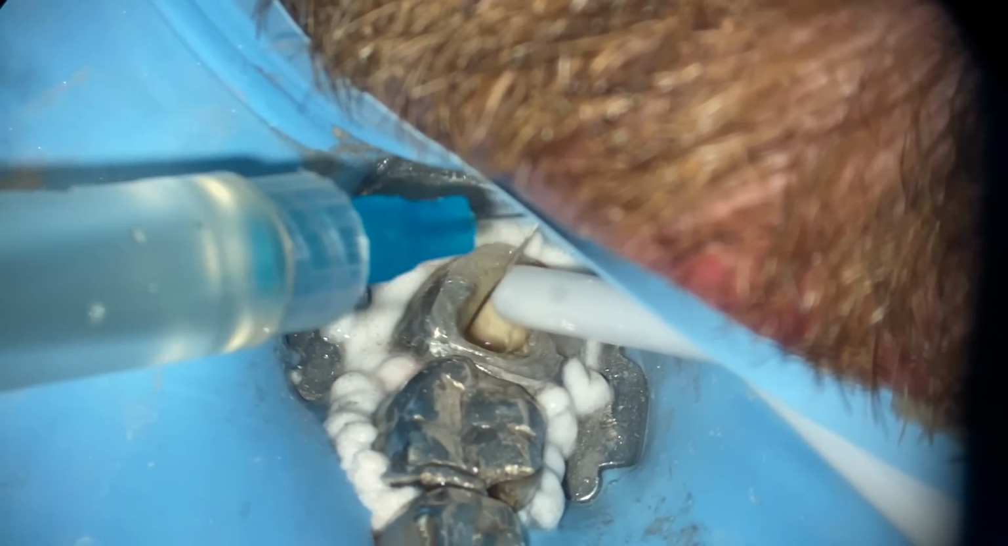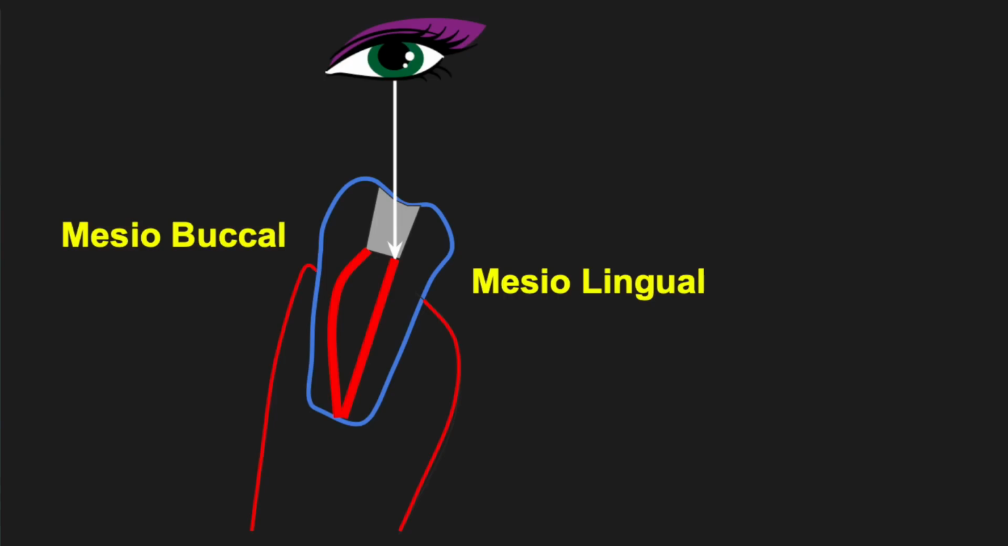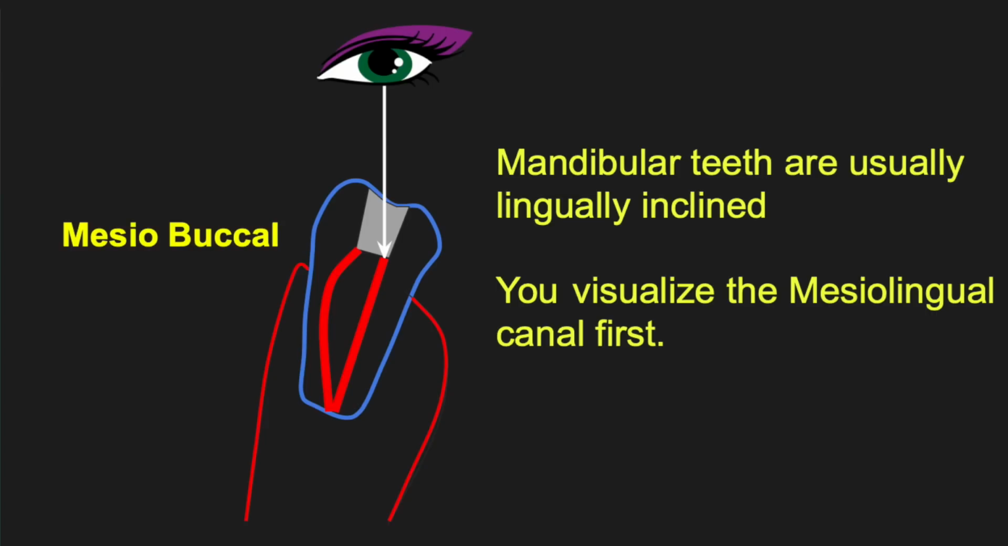So what I've practiced, I've learned, and I've seen is that time and time again, the mesiolingual canal is the first canal you typically visualize when you access into a mandibular molar. So let's take a look at where we're at. This is the mesial buccal. If you're looking in other videos, we're looking at the reflection right here. This is the buccal surface, and then this would be our mesial buccal.